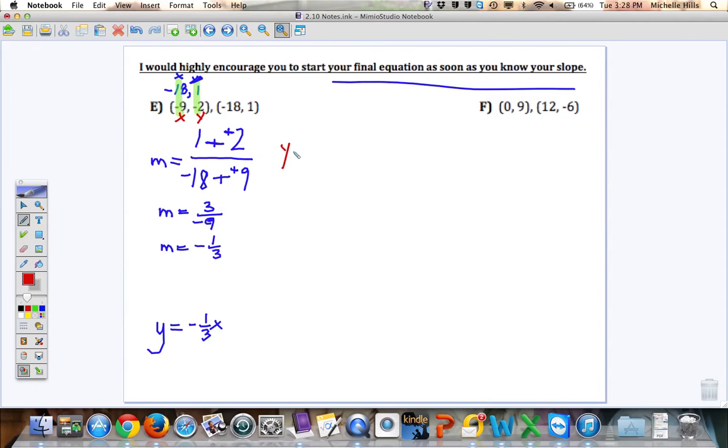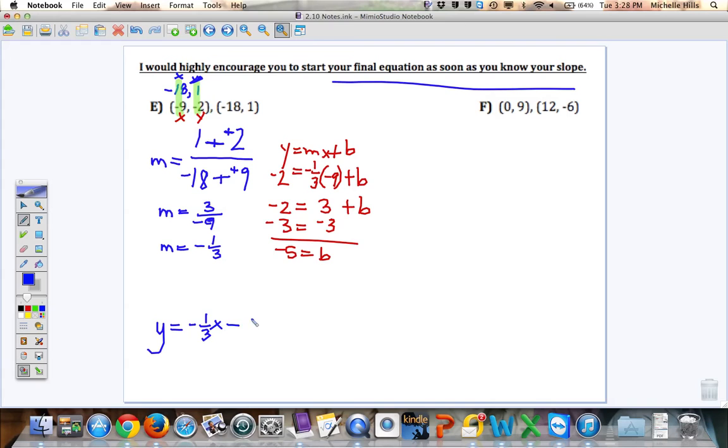I'm going to go back to my y equals mx plus b. I know my slope is -1/3, so I'm going to substitute that for m. My x in that ordered pair is -9, and then from the same ordered pair, my y is -2. And I'm going to bring down my plus b because I'm trying to solve for that y-intercept. Doing a little bit of arithmetic using my calculator if I need to, I get -2 equals +3 plus b. Then when I subtract 3 from both sides of the equation to solve for b, I get my y-intercept is -5. So my final equation, y equals -1/3 x minus 5.